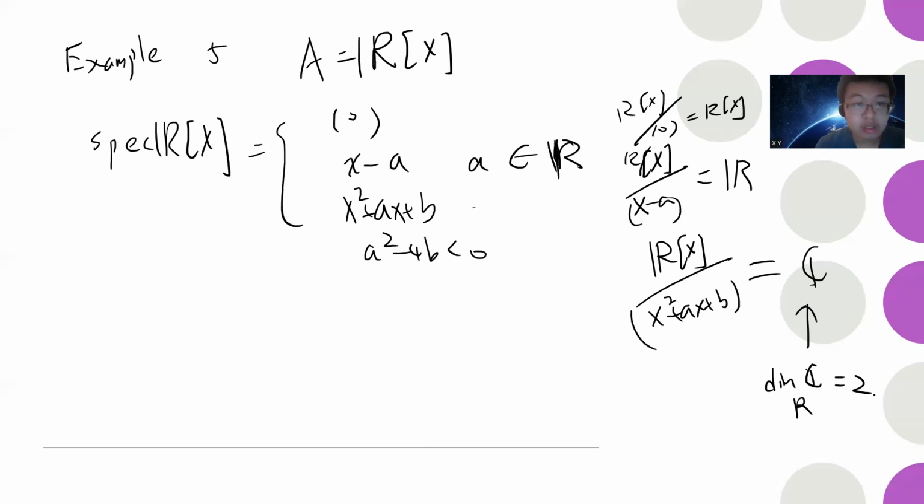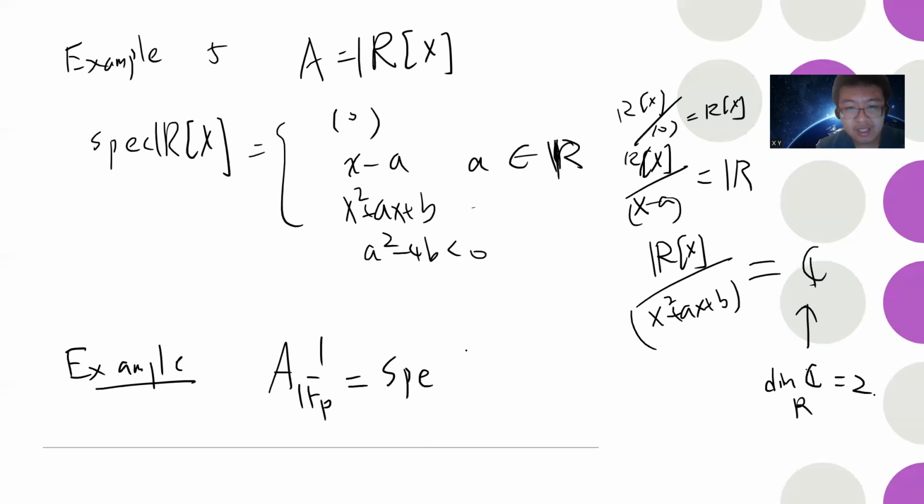There's also an example that I will not do in detail, but you can investigate this kind of thing. Basically, you can work over a finite field and ask about the spectrum. Now let's work on example 7.